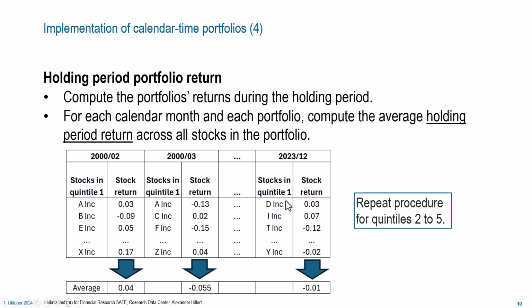We do this procedure not only for quintile 1, but also for quintile 2, 3, 4, and 5. With that, we get a time series for each portfolio. So we are now no longer on the individual stock level like here, but are just on the portfolio level, meaning that we have 5 portfolios, for each portfolio 1 time series of returns. So in total we have 5 return time series.